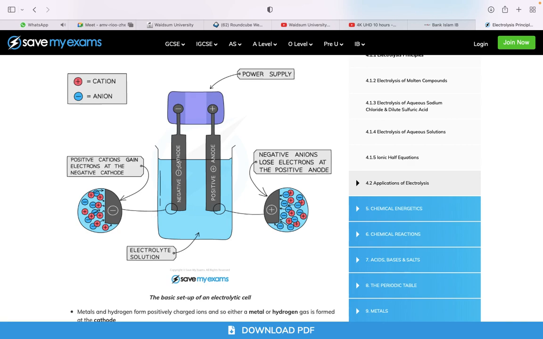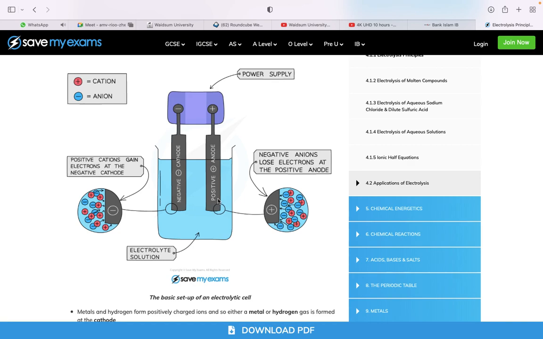When they gain electron here, they will become what? They will become lead. This one will lose electron to become bromine gas. So at the anode, the positive anode, the negative ion will lose electron to become bromine gas, while at the cathode, the positive cation will gain electron to become lead.